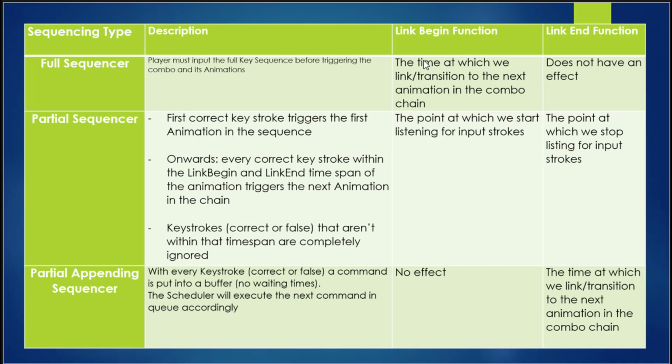So in the case of the full sequencer, the link begin function is the time at which we link or transition to the next animation in the combo chain. The link end does not have an effect.